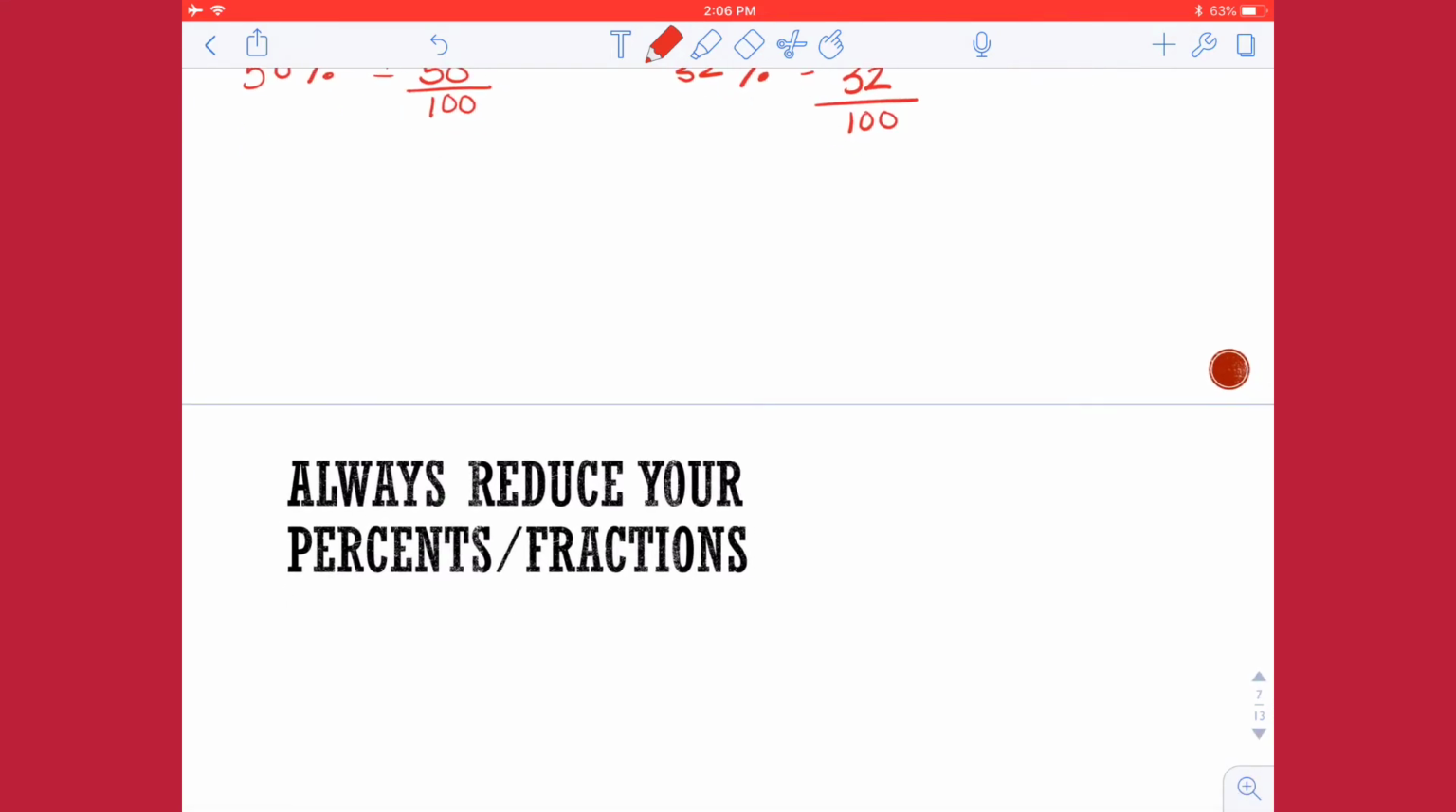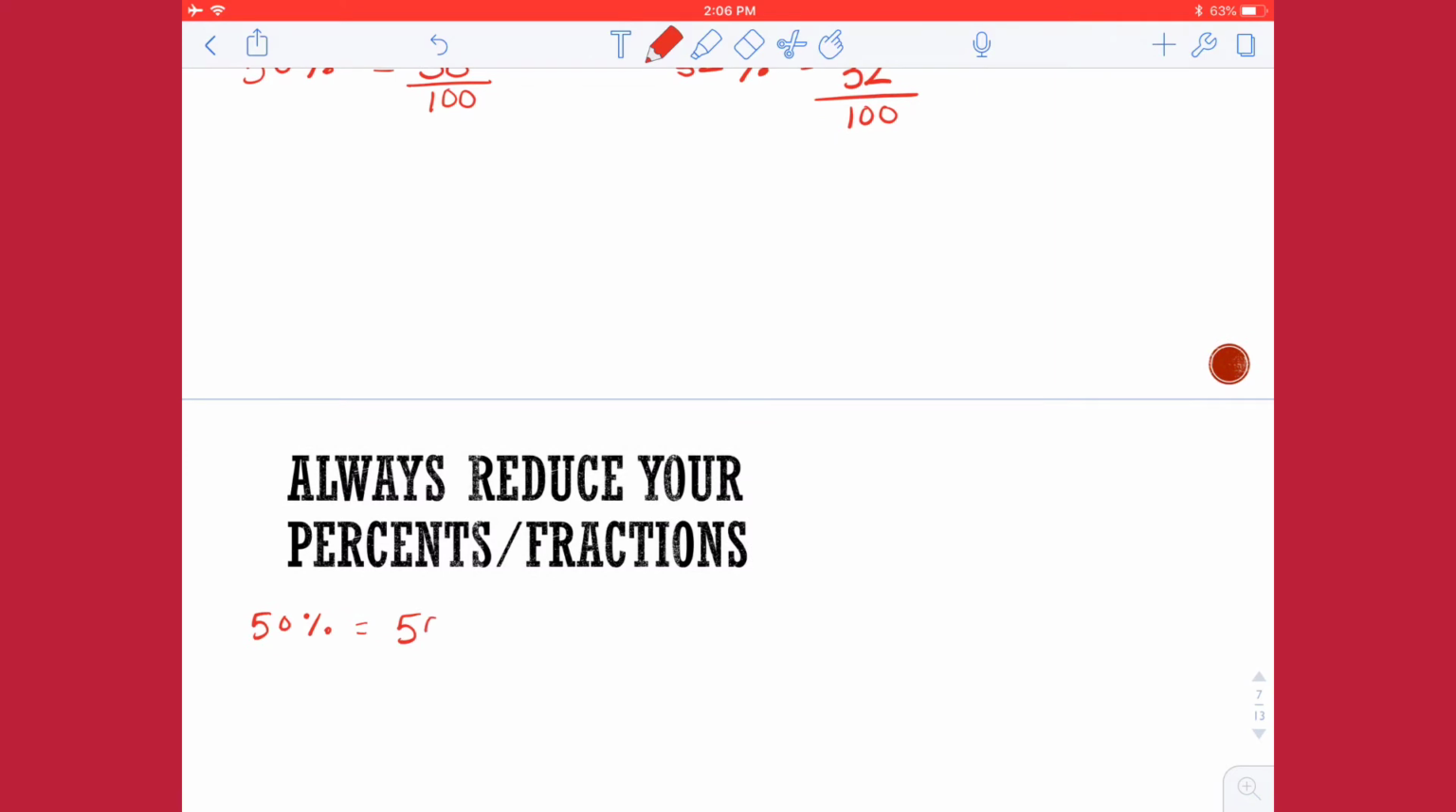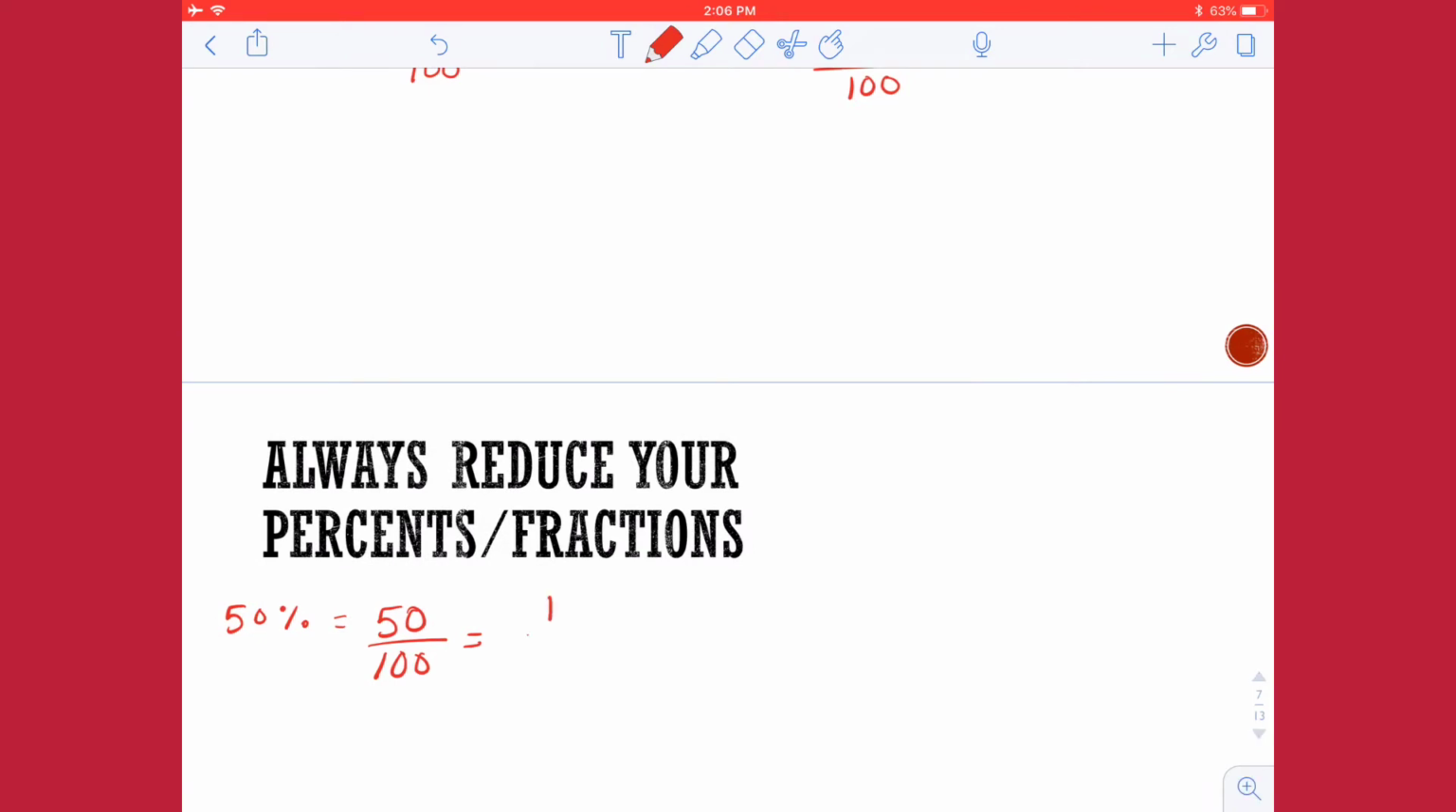So for example, if I'm looking at 50% and we just stated that that's equivalent to 50 out of 100, it is wise for me to actually reduce that down. And when I do, I end up getting 1/2. And this is actually a fraction that has a lot more meaning to us, right?